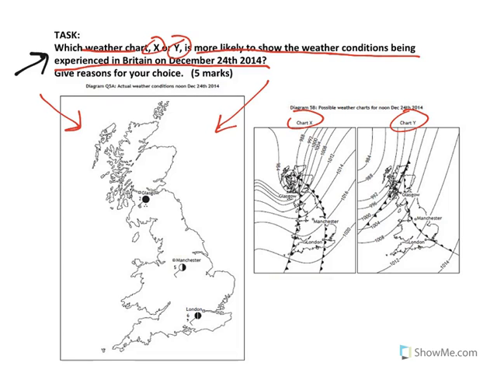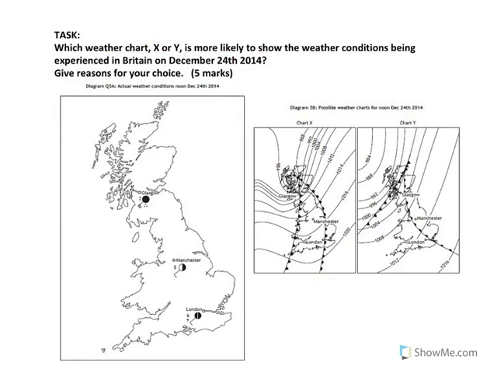Now, the key to getting your 5 marks is that you're going to offer at least 5 reasons for why you chose it. So this is 5 explanations that is why you chose either this one or this one. Okay, so let me break this question down. How do we approach it?